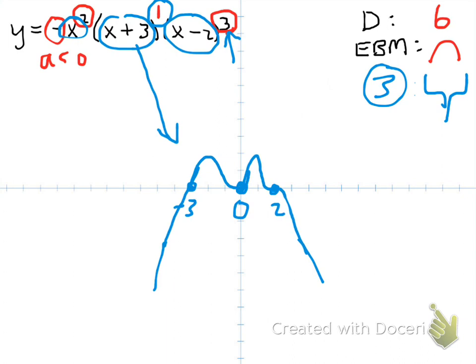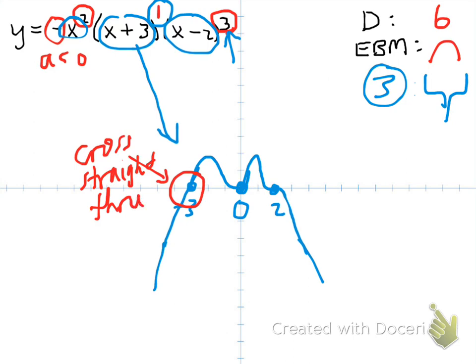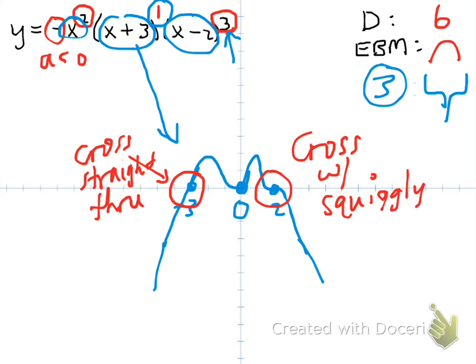So notice here, and we'll end with this example in the video, that we cross, no squiggly. Just straight through, when the multiplicity is a 1, but a cross with a squiggly. I'm just assuming this is how you spell squiggly. Yeah, I think so. So cross with squiggly when the multiplicity is a 3 or a 5 or any other odd number greater than 1.